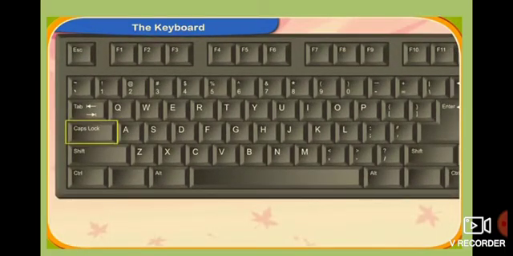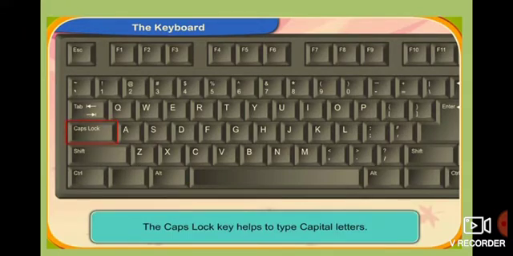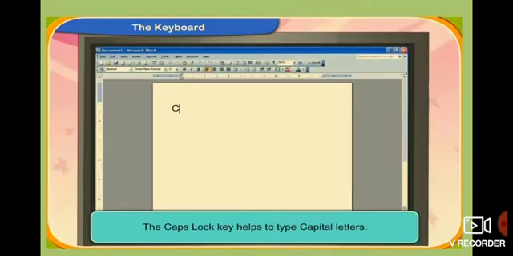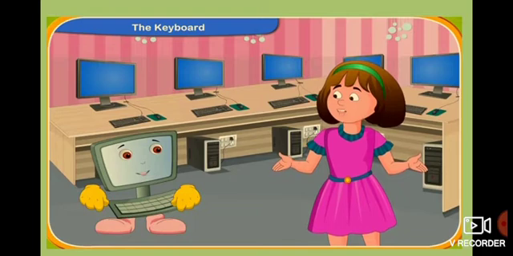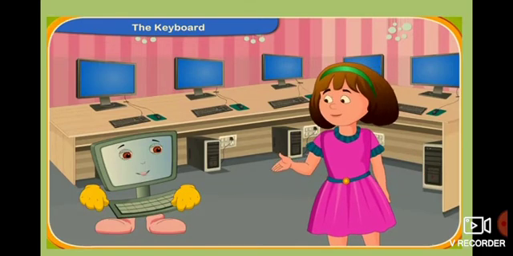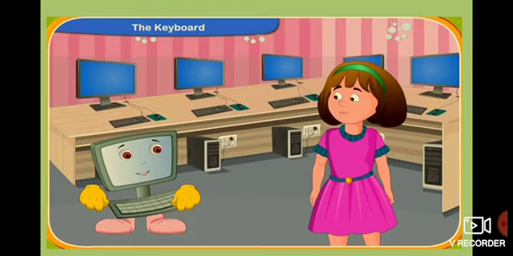Rini, can you see the key on the left side of the keyboard which has caps lock written on it? Yes, Liko. What is it used for? When you wish to type letters in capital case, you need to press this key first and then start typing. All the letters will appear in capital case. Yes, now I know what most of the keys on the keyboard do. Thank you, Liko.